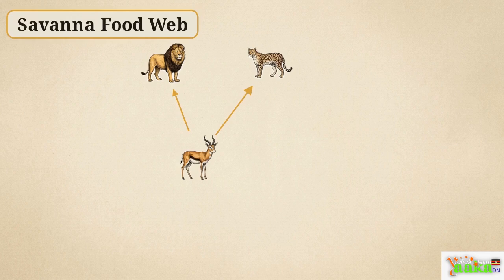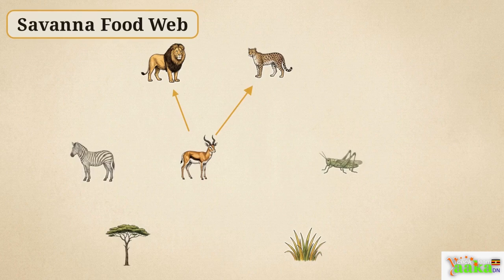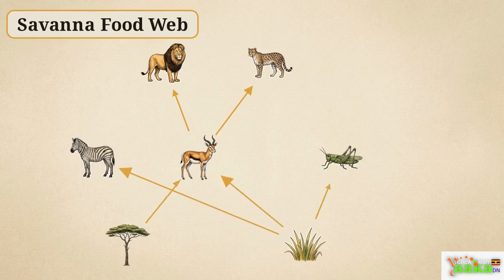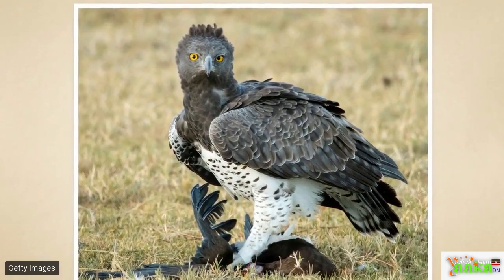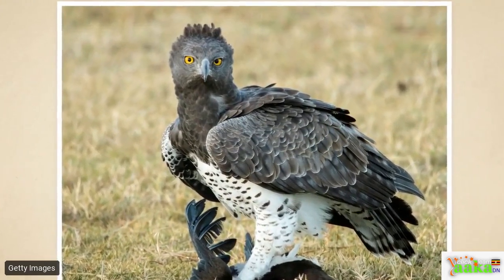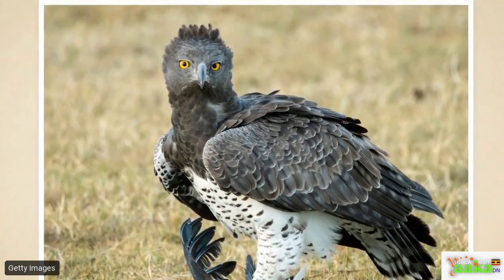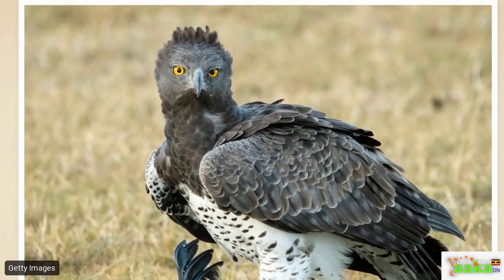We start with acacia trees and savanna grass at the bottom. The arrows flow upward to herbivores like zebras, kobs, and grasshoppers. From there, the energy branches out to warthogs, toads, and snakes, creating a complex, interconnected network. At the very top of this network sit the apex predators, like the martial eagle, pulling their highly diluted energy from multiple intersecting chains below.